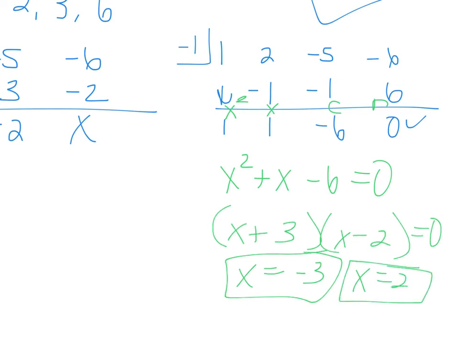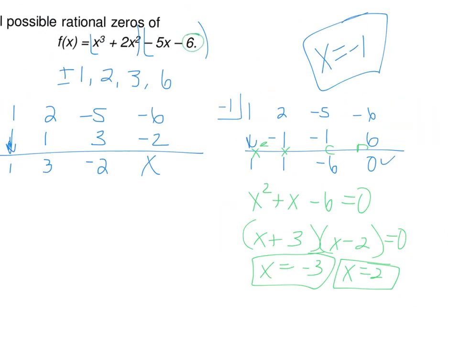Wait, so it's negative 1. So my zeros, my roots, my solutions, if I graph this, where does it cross the x-axis? At negative 1, negative 3, and positive 2.